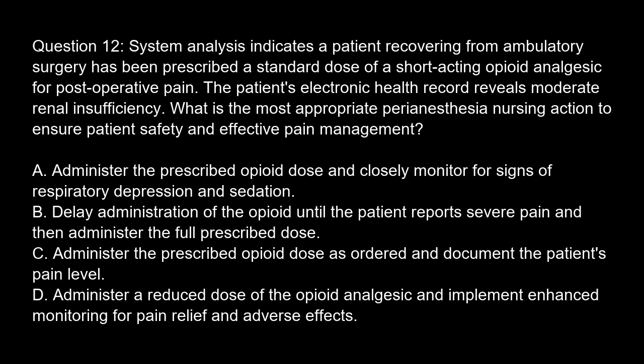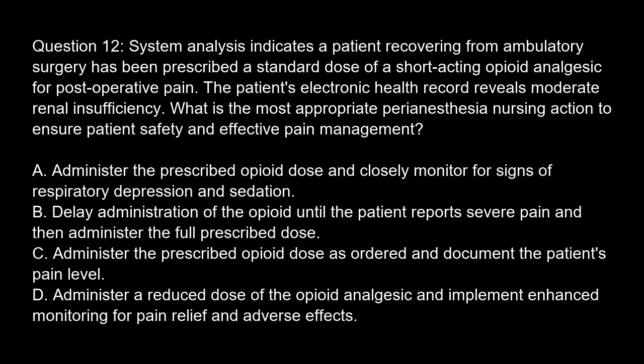Question 12. System analysis indicates a patient recovering from ambulatory surgery has been prescribed a standard dose of a short-acting opioid analgesic for post-operative pain. The patient's electronic health record reveals moderate renal insufficiency. What is the most appropriate perianesthesia nursing action to ensure patient safety and effective pain management?